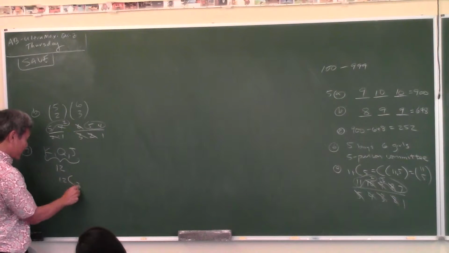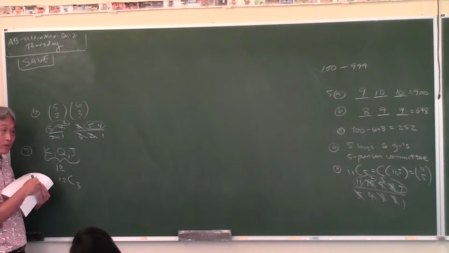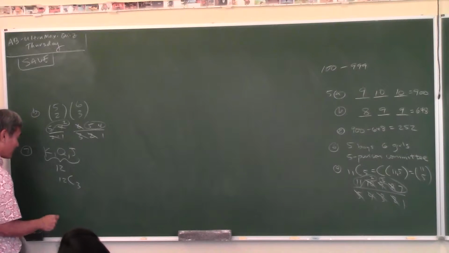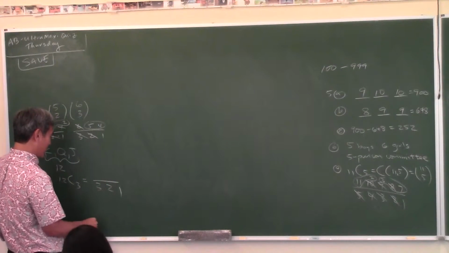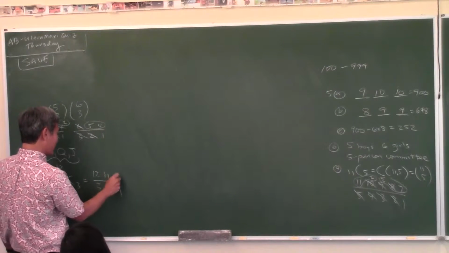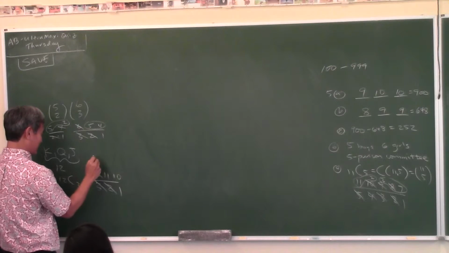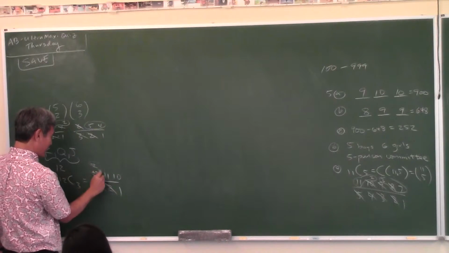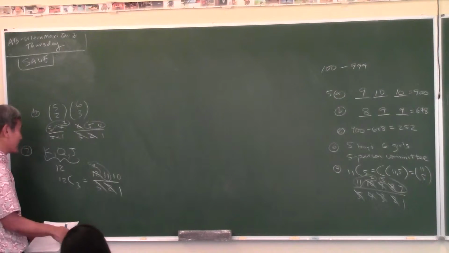12 choose 3. This is a combination problem, because when you have cards, the order is not important. And how do you compute 12 choose 3? 3, 2, 1 on the bottom, 12, 11, 10 on the top, and 6 goes into 12 2 times, and everybody can go 22 times 10, right? I would think. Multiplying by 10 is baby food.